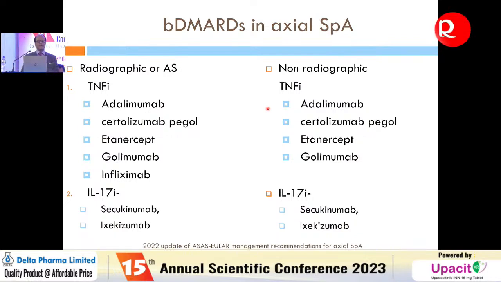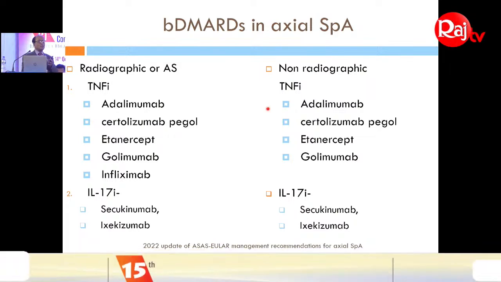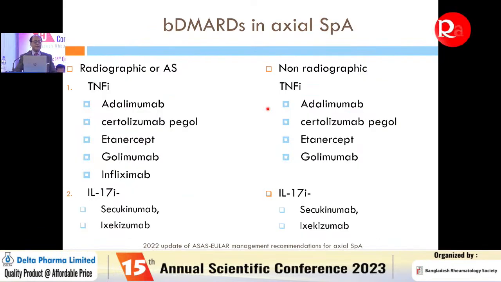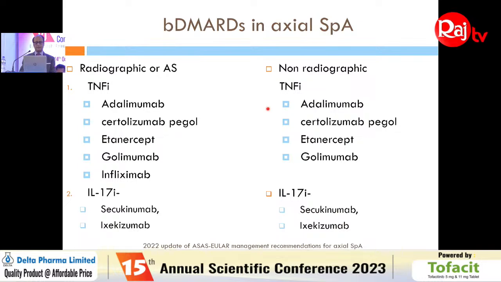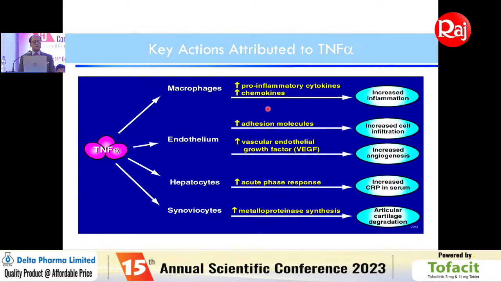So in axial SpA, again, radiographic and non-radiographic. Radiographic is ankylosing spondylitis. We can use all tumor necrosis factor inhibitors, and I have said all are available in Bangladesh except certolizumab pegol. And for IL-17 inhibitor, we have secukinumab. For non-radiographic, definitely TNF inhibitor and IL-17 inhibitor can be used. How do they work? TNF alpha can stimulate macrophages, endothelium, hepatocytes, synoviocytes, and they release a lot of cytokines and chemokines, increasing inflammation and eventually articular and cartilage destruction.